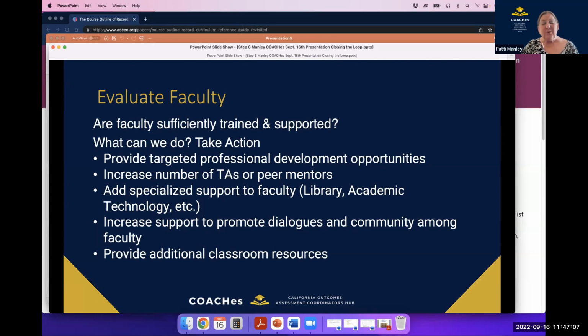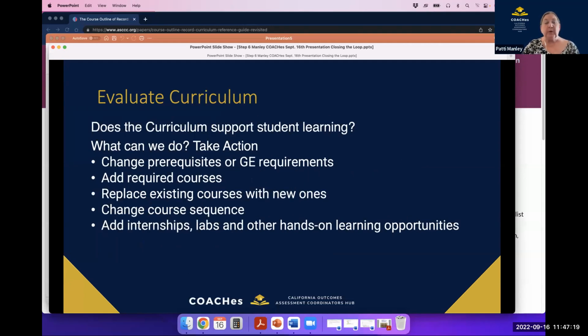If all the classrooms don't have that, then maybe one classroom has an advantage, or one set of students has an advantage over other students in other classrooms. So evaluate the faculty as well. And then evaluate the curriculum.